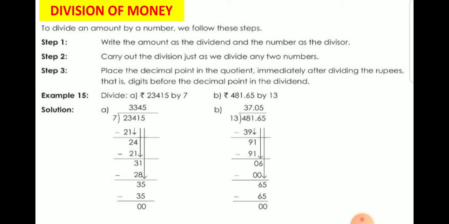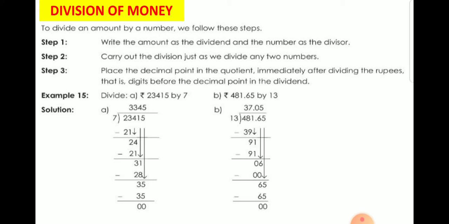So again 7 3s are 21. 3 will be written as quotient and 21 will be written below, which should be subtracted from 24. 24 minus 21 will give us 3. Now we will bring down the next digit, that is 1, below. Again we will find the multiple of 7 that should be either equal to 31 or less than 31. So we know 7 4s are 28. So 4 we will write in our quotient and 28 will be subtracted from 31. So 31 minus 28 will give us 3.